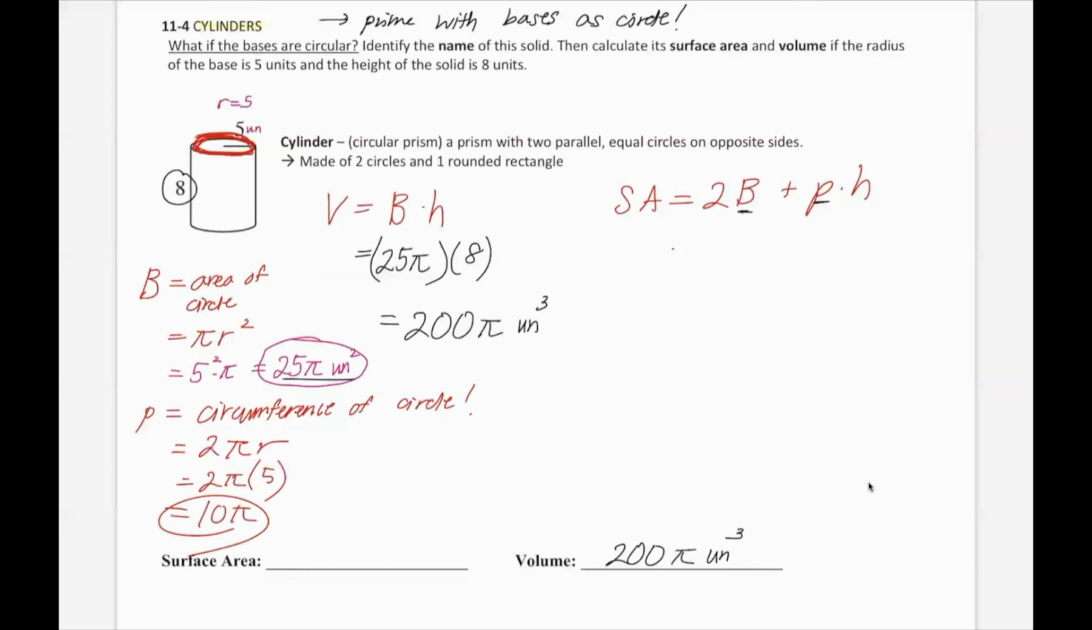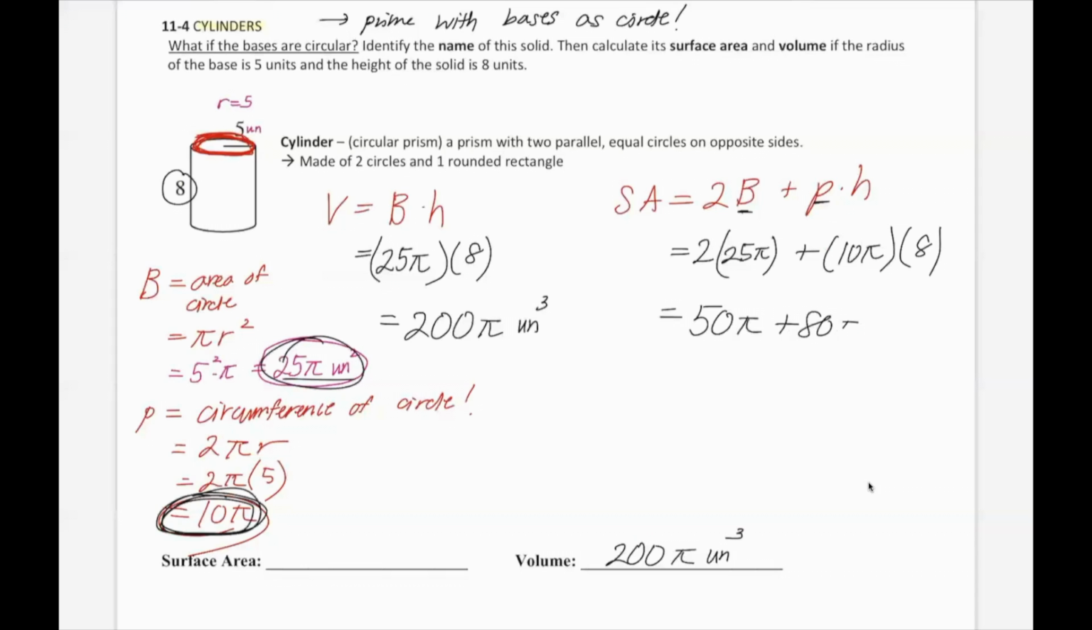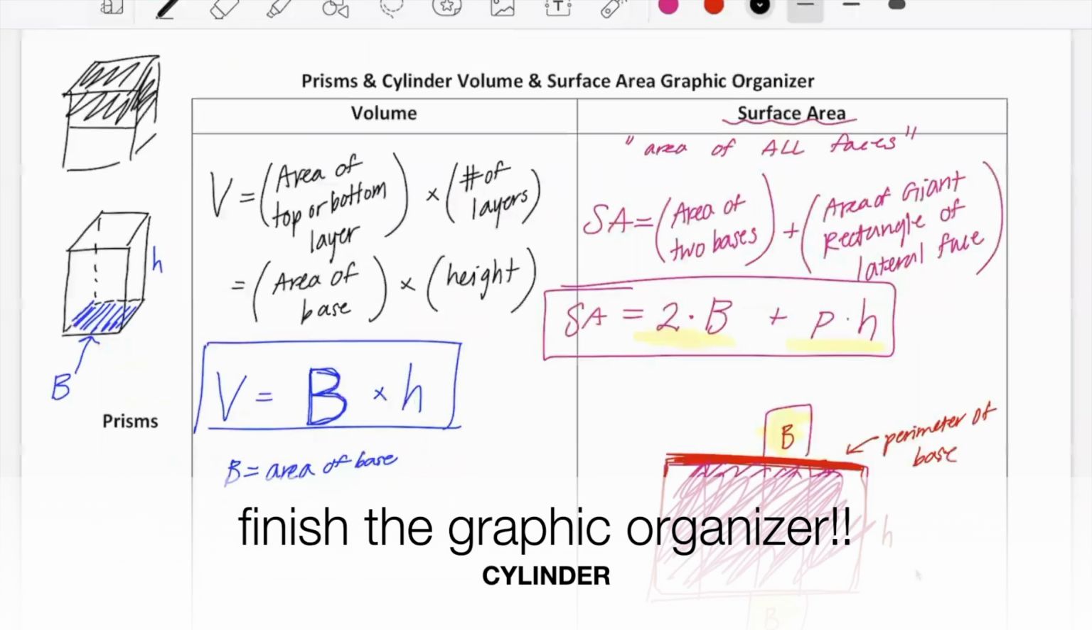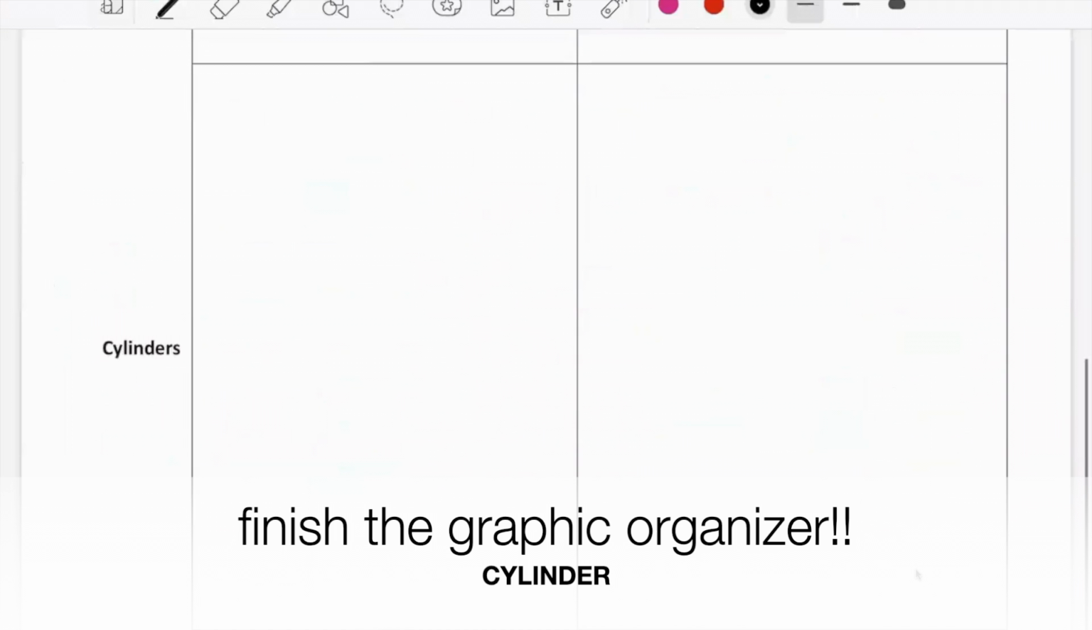So let's plug it in. The base area was 25 pi. Then the perimeter of the circle, or the base, which was the circumference, was 10 pi times the height of 8. You get 50 pi plus 80 pi, which is 130 pi square units. Done. Very simple, right? So let's finish up that graphic organizer. We're going to get to that cylinder now.